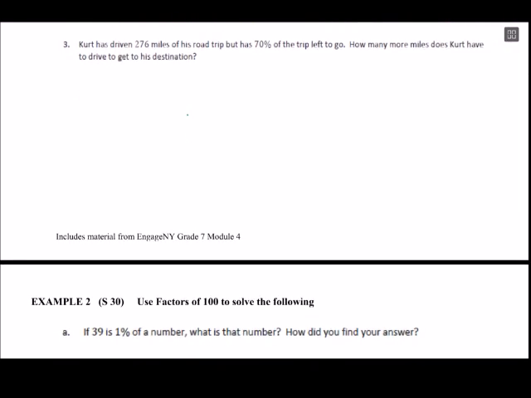Let's look at our final example here. Kurt has driven 276 miles of his road trip. He has 70% of the trip left to go. We want to know how many more miles does he have to drive. Where do we start? That's right, we do our 100%.